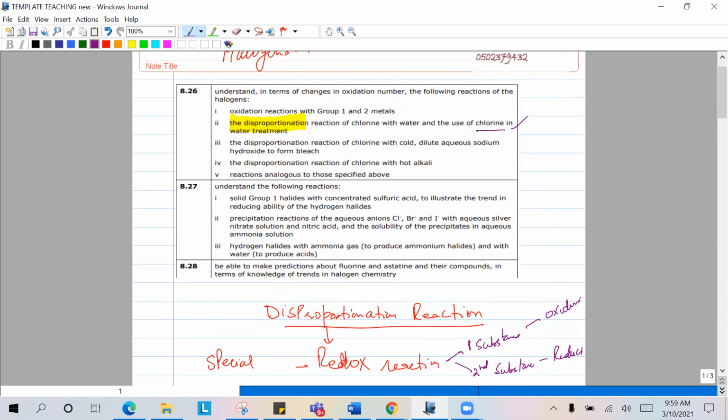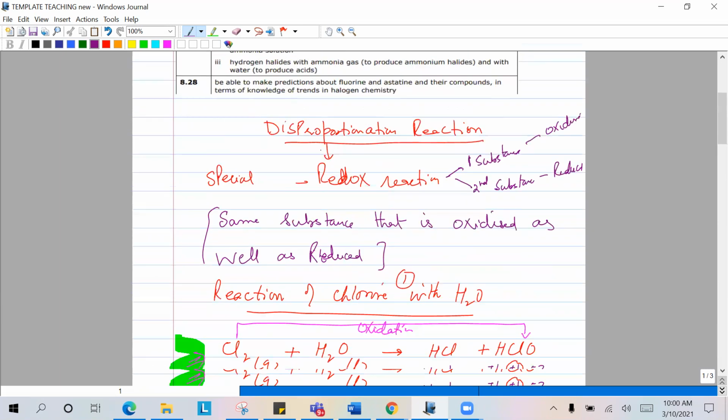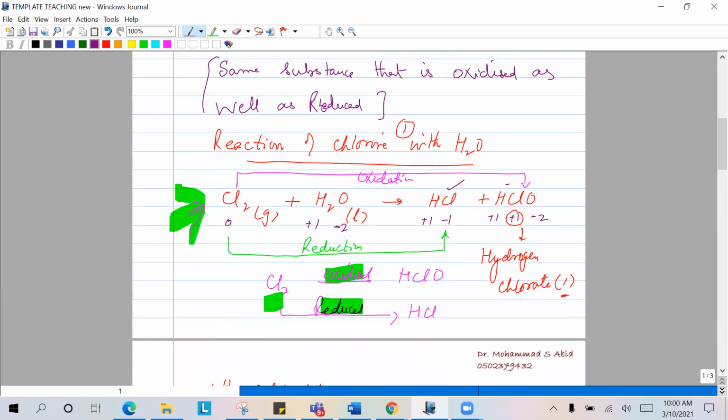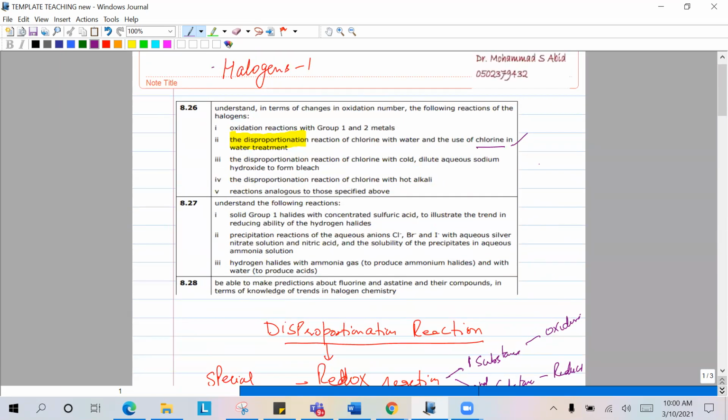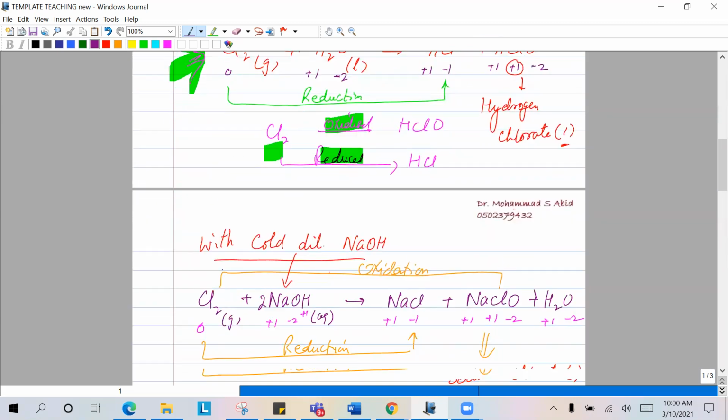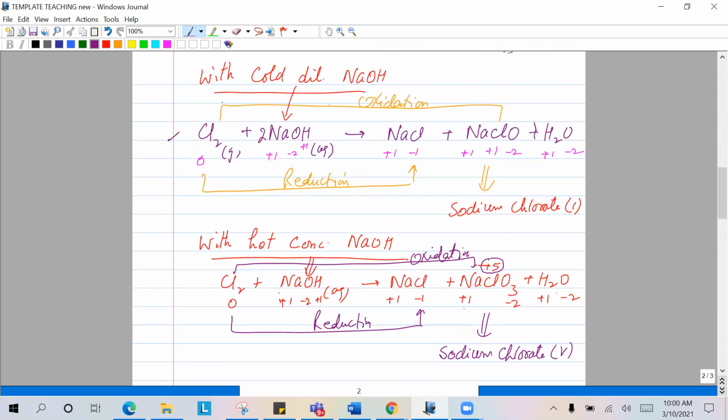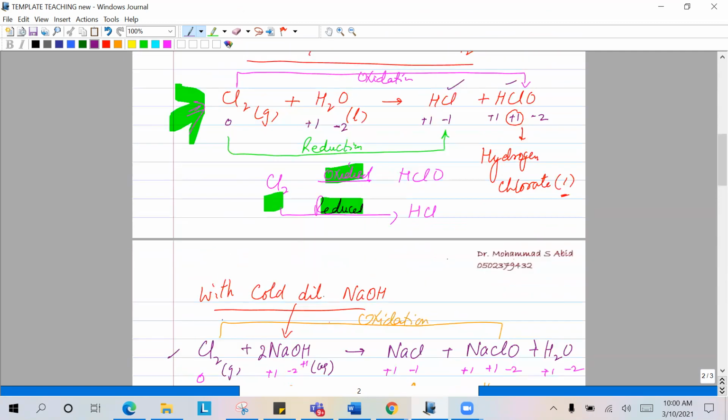This is the use of chlorine in water treatment. Why water treatment? Because this HCl and HClO form, it works as a germicide. It kills the germs in the swimming pool or in the water. And they said to form a bleach. So actually chlorine and NaOH combination is used as a bleach. This combination is used as a bleach, chlorine and NaOH. This helps in the combination of NaClO and NaClO3. It helps in disinfecting or cleaning or bleaching action.